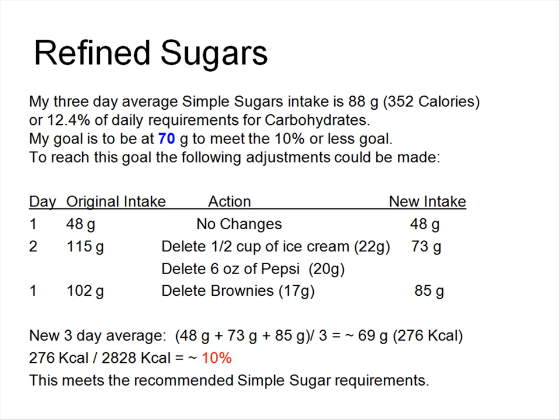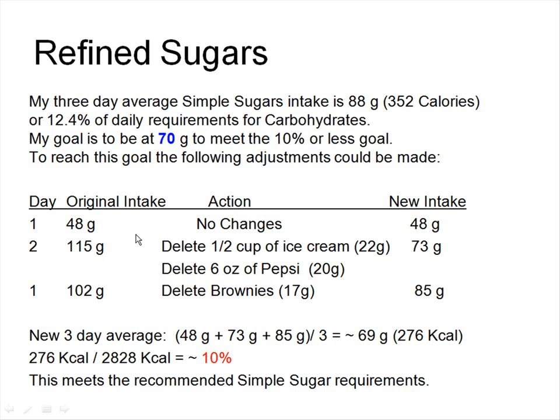Not every individual day has to be exactly 70. You want your average to be 70. So I'm saying I'm going to leave this alone because it's below 70, and so that allows me to be a little bit higher on the other 2 days so that my average gets to be 70.